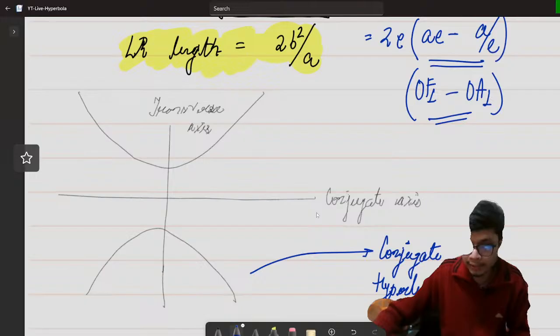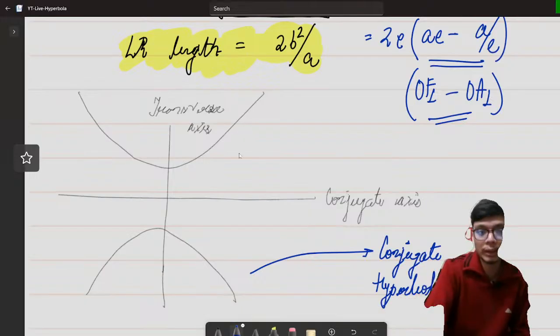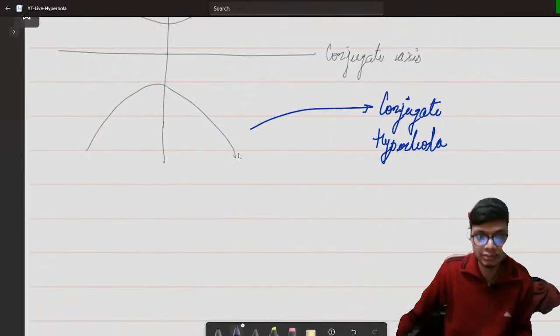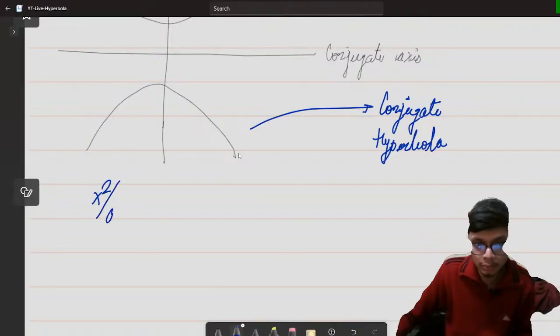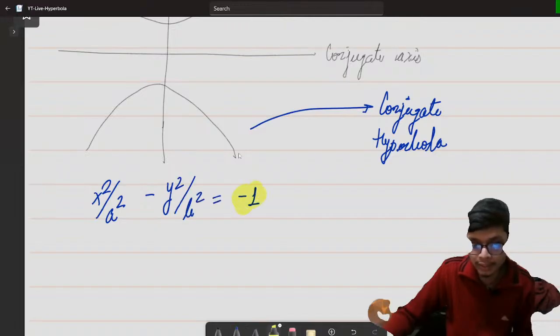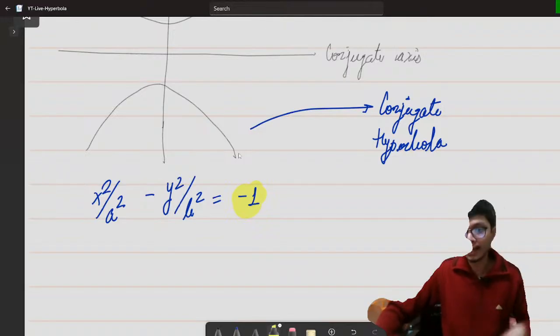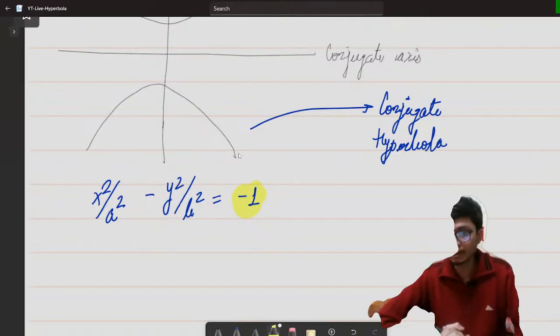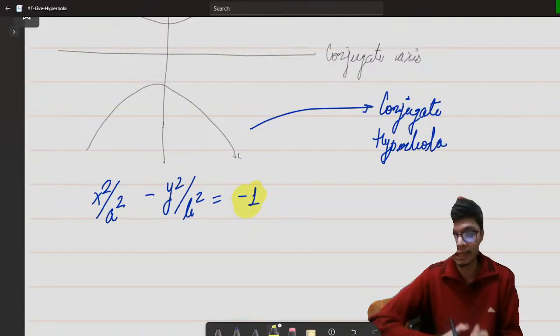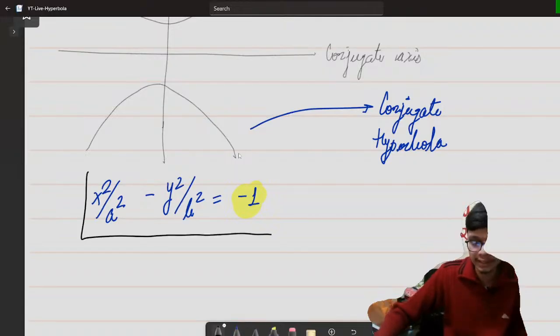There is a very simple way to understand this kind of hyperbola: the standard equation of such a conjugate hyperbola is x square by a square minus y square by b square equal to minus 1. So this is very important. Unlike the standard hyperbola that is equal to 1, it will be minus 1, and whenever you see this kind of expression coming up, you will have to understand this is the equation of a conjugate hyperbola.